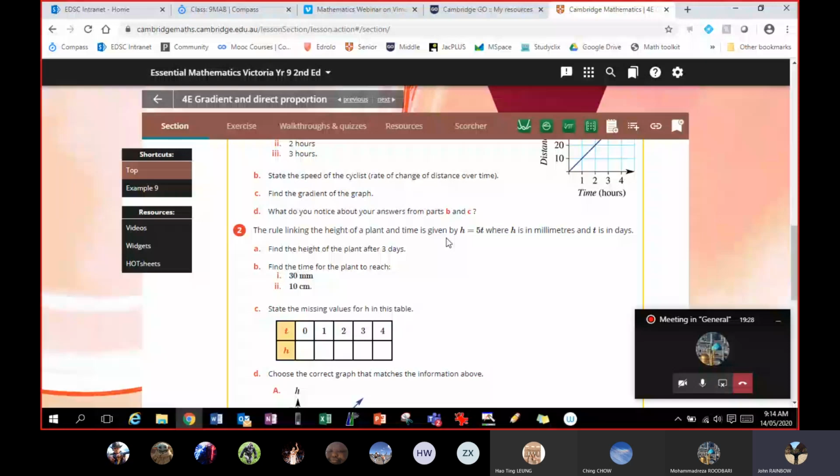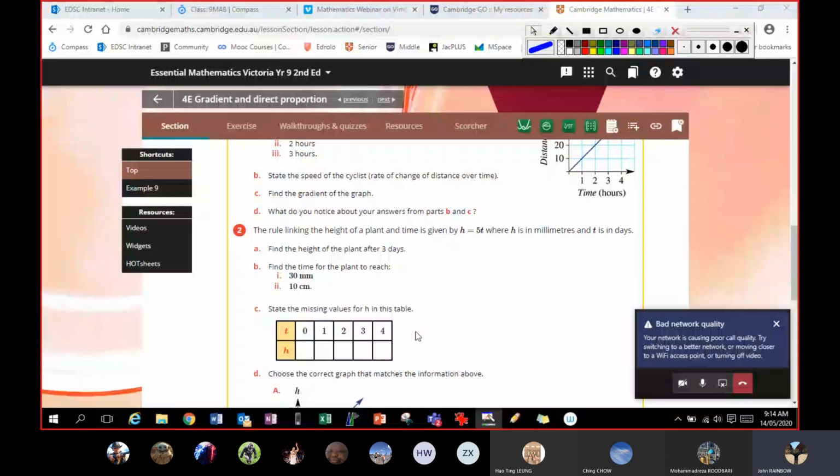Find the height of the plant after 3 days. Put in 3 here. It's going to be 15 millimeters. Find the time for the plant to reach 30 mil. Let's do this one. So if you think about this, all we need to do for this first one is find the height of the plant after 3 days.